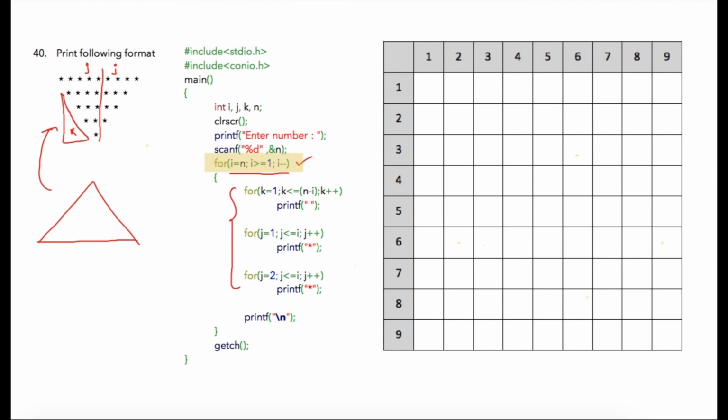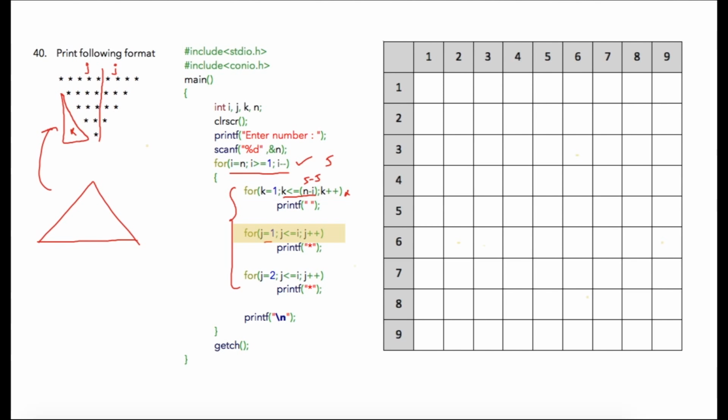So if the user has entered 5, the number of iterations will be 5, but we are starting from 5 and going till 1. So in the first iteration, the value of i will be 5. Because k is initialized to 1, our condition will be 5 minus 5, which is 0. Hence the first condition will be false because 1 cannot be less than 0. Hence this part will not print anything.